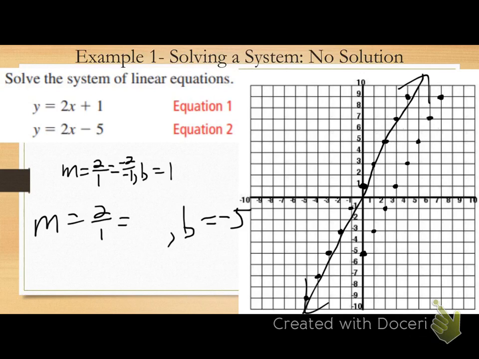And once again, which other two directions can I go? Down 2, left 1. Down 2, left 1. Here's my 2 lines. What do we notice about the 2 lines? Parallel. Will they ever intersect? No. So if I'm looking at the point of intersection, they don't intersect. What's my answer? No solution.